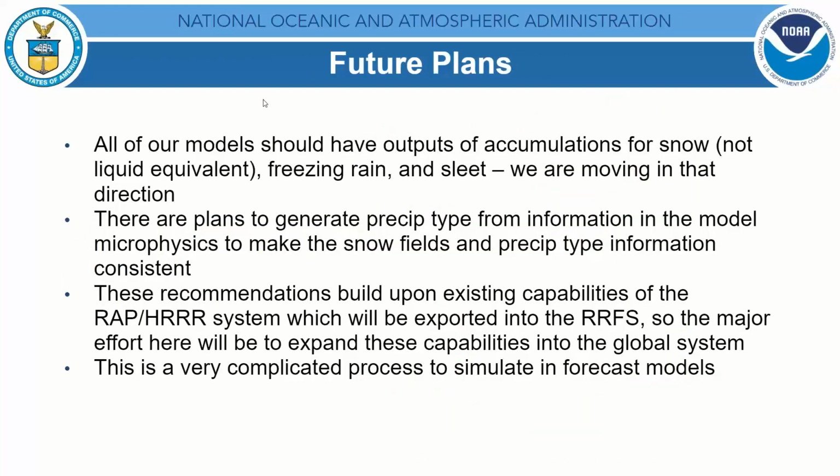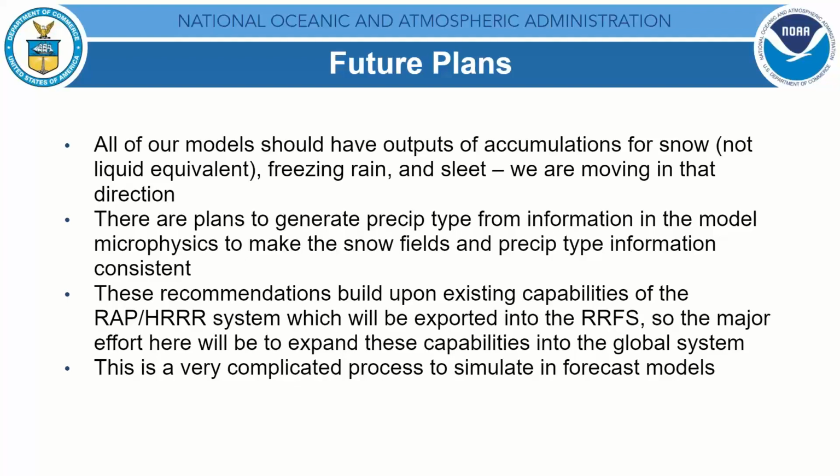So in the future, the goal is to have all the models have outputs of accumulations for snow, not liquid equivalent, but explicitly snow, freezing rain and sleet, and they are moving in that direction with model upgrades. So there are plans to generate precipitation type from information in the model microphysics, which isn't done now, and that will make the snow fields and the precipitation type information more consistent.